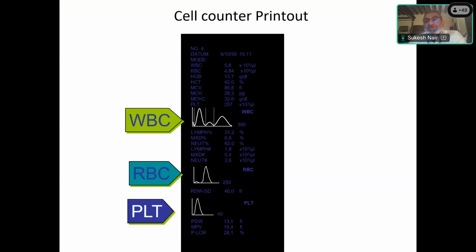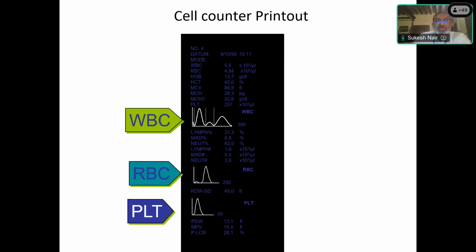When you look at a cell counter, whether you look at it when it's processing a sample or when you take a printout, this is what you get. You'll have the numbers, but you also have some pictures. And that's what a cell counter does. Because it wants to quantify whatever it is measuring in some way or the other, it then gives you the output in histograms.